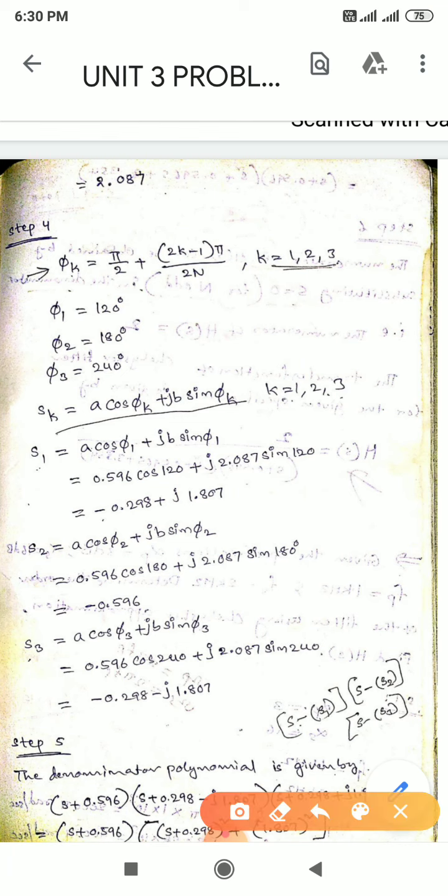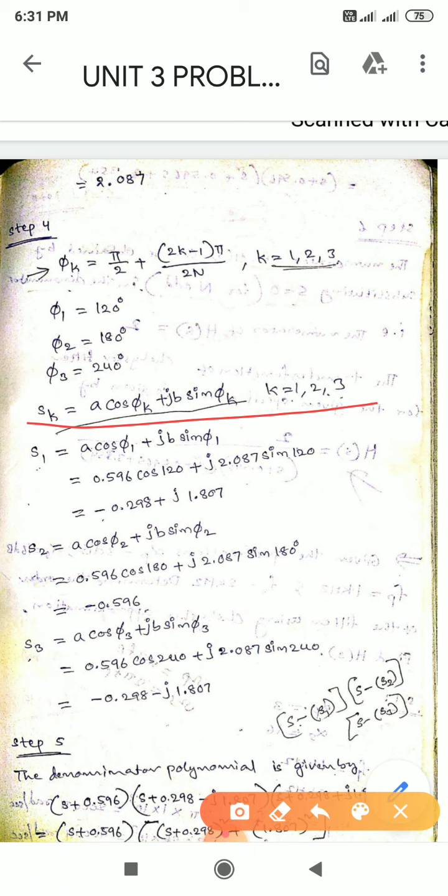After calculating those parameters, we are calculating the poles of the filter, the poles of the Chebyshev filter. How can we determine the poles of the Chebyshev filter? By using this formula, Sk is equal to a cos phi k plus j b sin phi k. Here k is equal to 1, 2 and so on up to capital N.